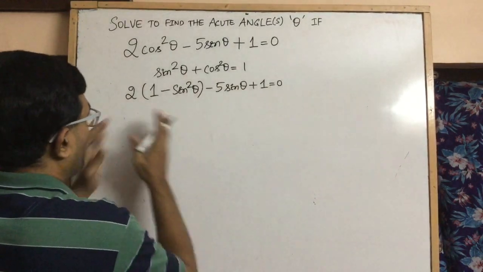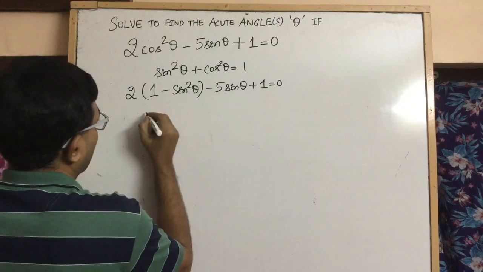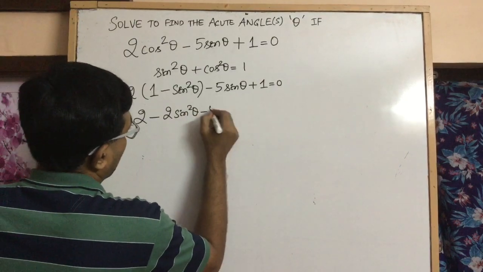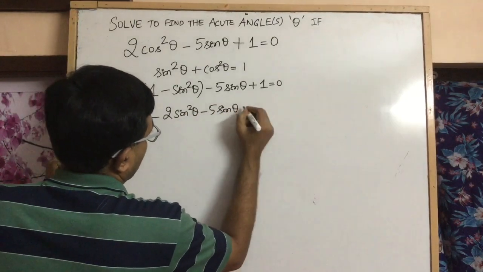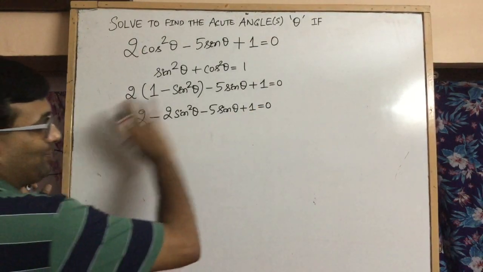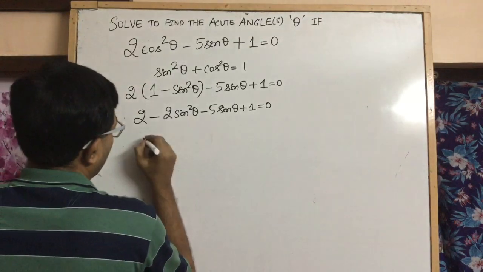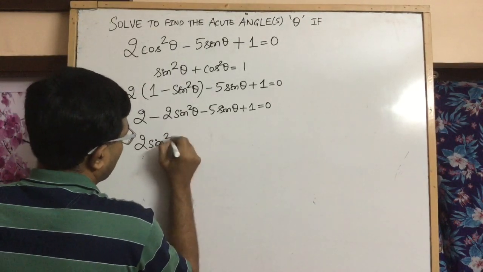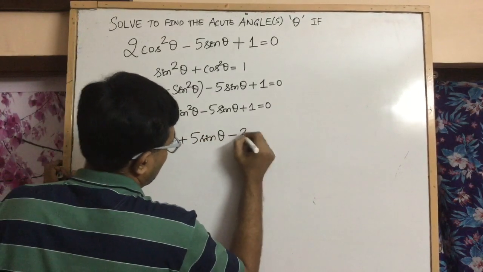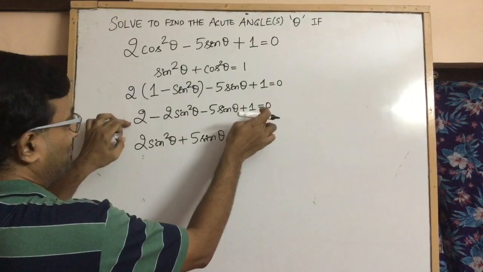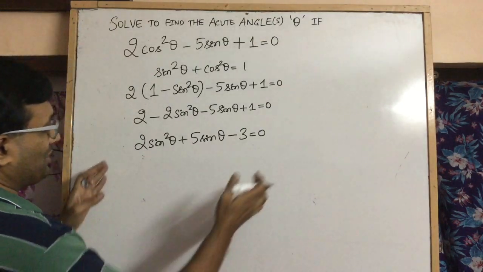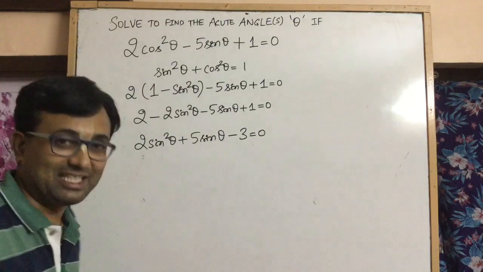So we open the brackets, right? So we get 2 minus 2 sin squared theta minus 5 sin theta plus 1 is equal to 0. We multiply both sides by minus 1 and we simplify. We get 2 sin squared theta plus 5 sin theta minus 3 is equal to 0, because 2 plus 1 is going to be 3 in this step. So when we multiply that by minus 1, we would get minus 3, right? So here we go. We have a quadratic equation in terms of sin theta.